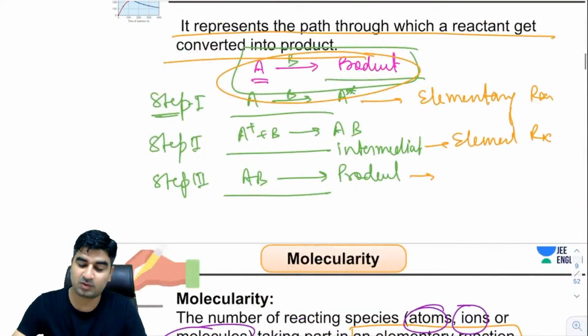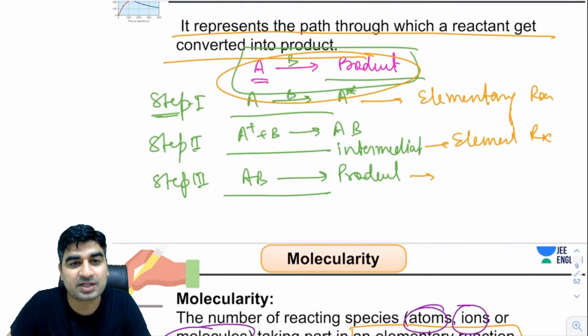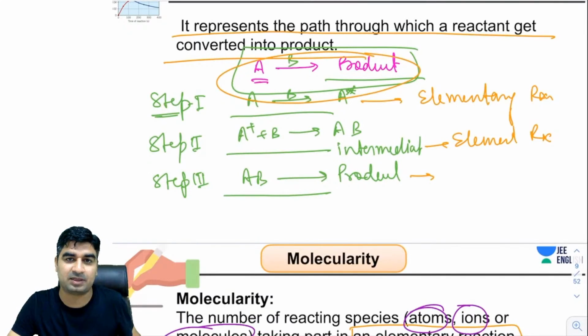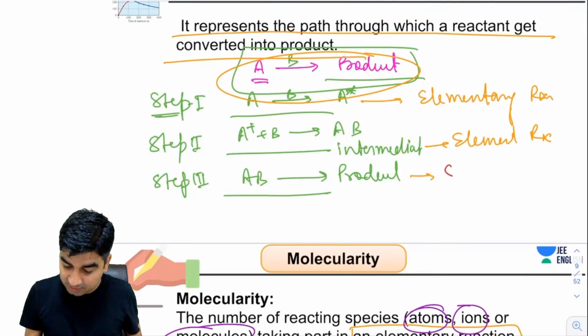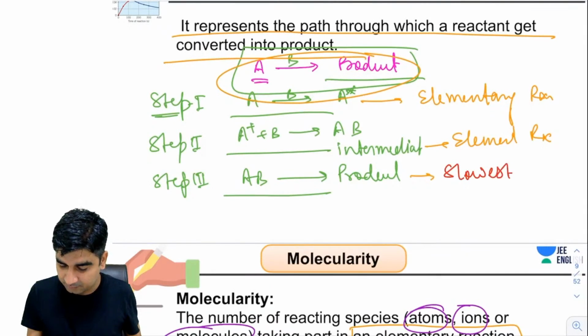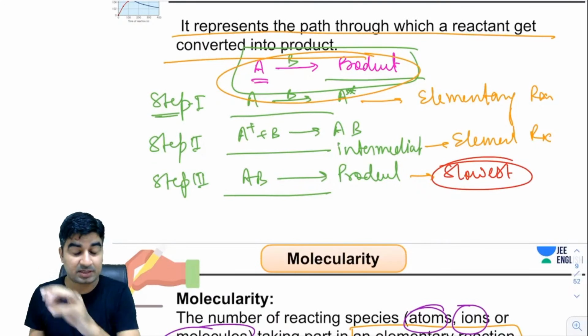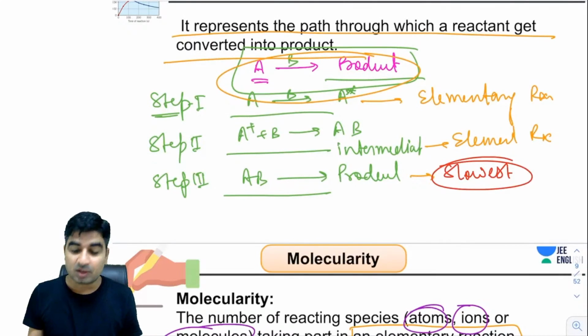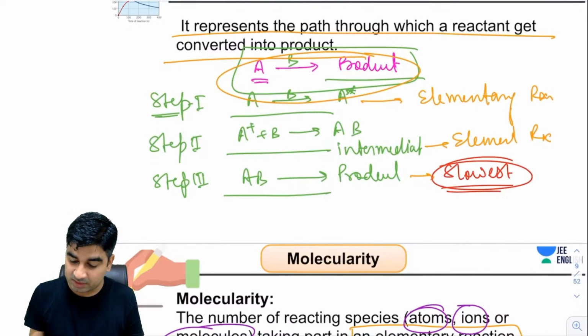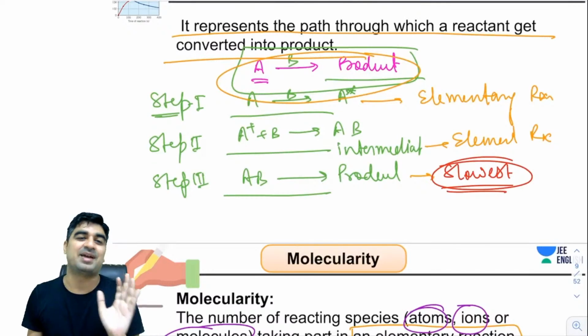Now suppose there was a reaction A giving you product, and this reaction was taking place in three steps: step 1, step 2, step 3. And suppose this step is the slowest, because all three steps will not have the same rate. One step might be faster than the other, so there must be some step which is slowest. That slowest step is called RDS, rate determining step.